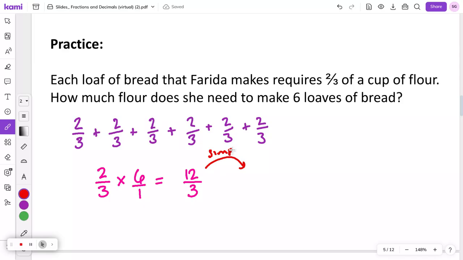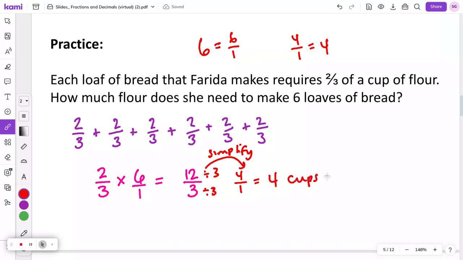Here it is not simplified. When you go to simplify this, you could, if you want, start by dividing both by 3. That gives you 4 over 1, but there is a way to simplify that more. It's the opposite of what we just did with the 6, right? You took that 6 and you made it 6 over 1. That means 4 over 1 is just the same thing as 4. We can say she needs 4 cups of flour.